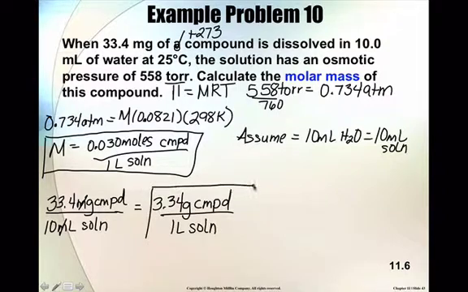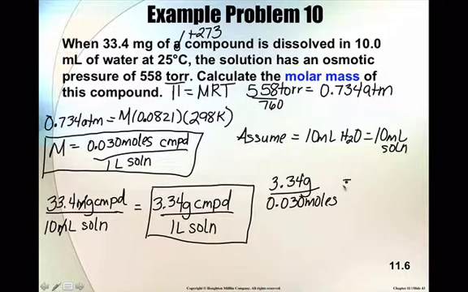So again, I've got the same denominator, but I have moles on top in one and grams on top in the other. So to calculate the molar mass, I just take my grams, which is 3.34, and I divide by my moles, which is 0.030 moles. And when I divide those out, I get 111 grams per mole. So that must be the molar mass of my compound.